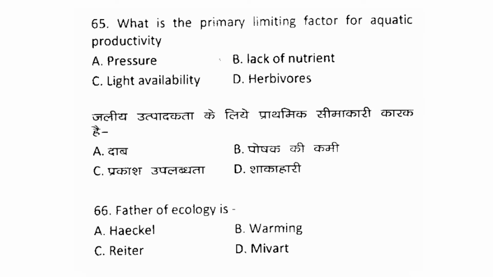What is the primary limiting factor for aquatic productivity? So the answer is light. After a certain depth in the aquatic ecosystem, light doesn't enter, and that becomes a limiting factor for the aquatic plants over there to photosynthesize.